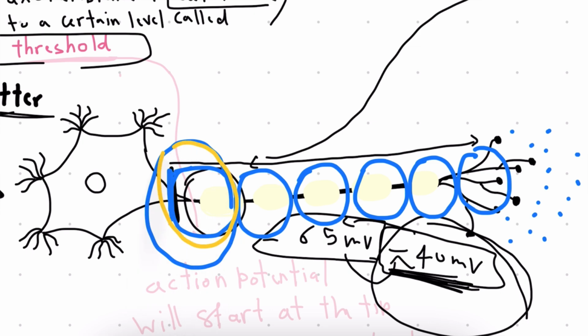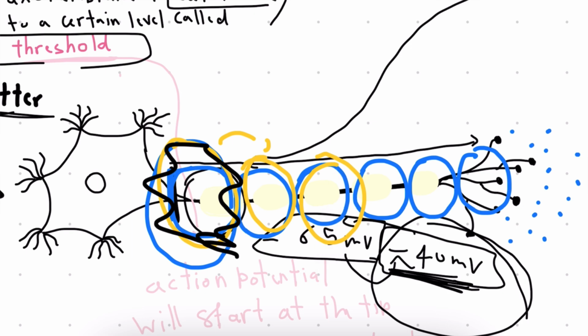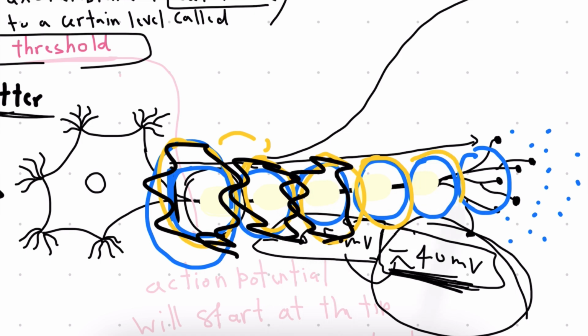First segment goes through action potential, then the next segment goes through it. This one would finish its action potential, then this segment would go through it, and this one would finish its action potential, then this segment would go through it, and this would finish its action potential. This segment would go into action potential, and this one would finish, and so on.